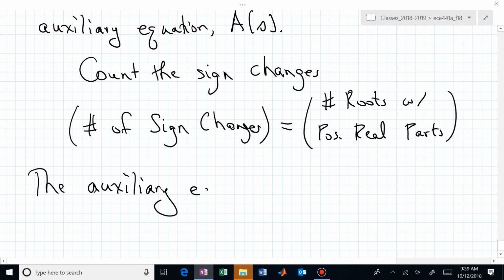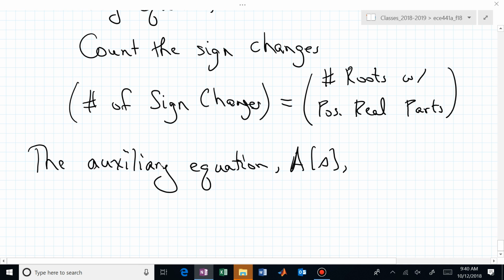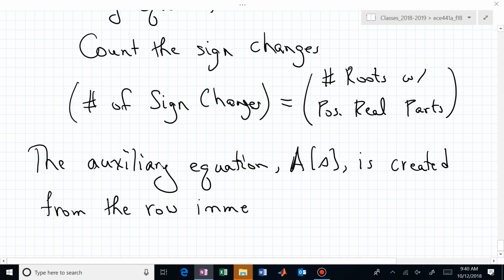Here's the way we will identify the auxiliary equation. The auxiliary equation that I'm labeling A of S is created from the row immediately above the all zero row.